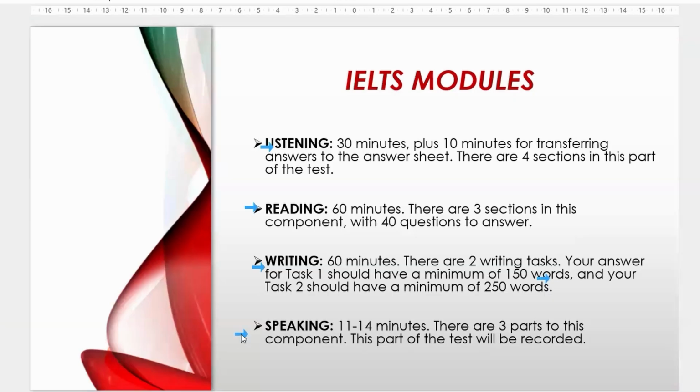What if in case of speaking? Speaking goes for 11 to 14 minutes and it has three parts. I can say this part of the test will be a recorded part.